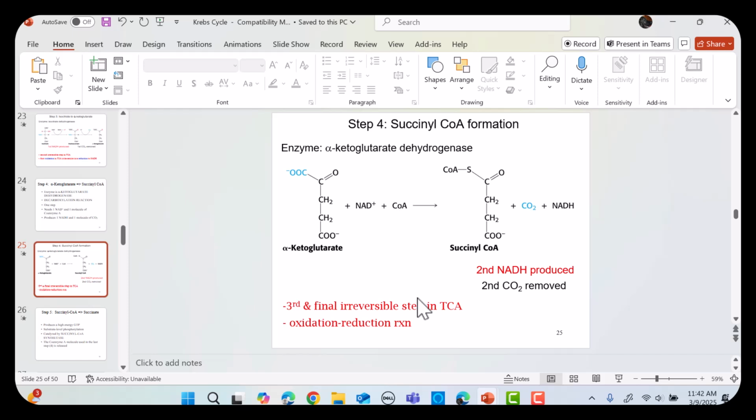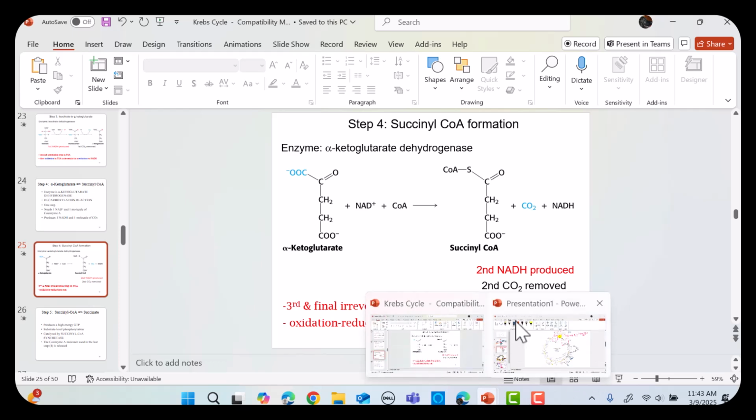What did you get? You got an NADH. We're going to decarboxylate. Oh, here's another carbon dioxide coming off. Kind of don't care, except it tells me how many carbons are in the molecule. I'm also going to put a CoA on. So this is my third and my last irreversible step. So let's go to our diagram.